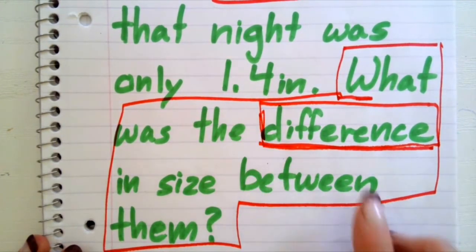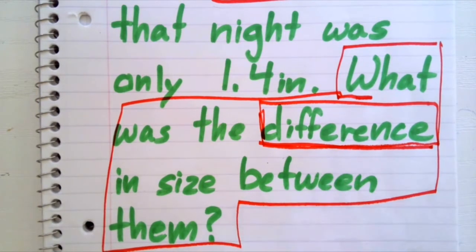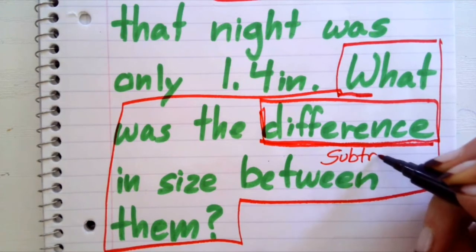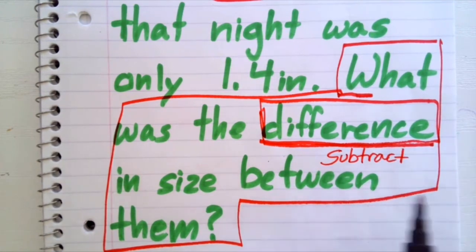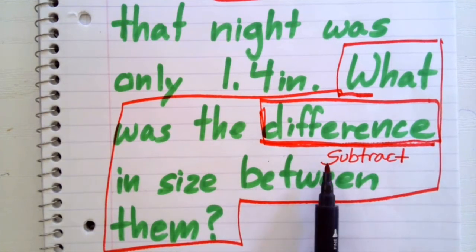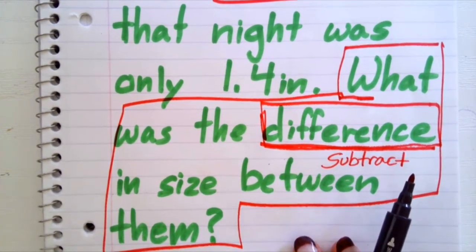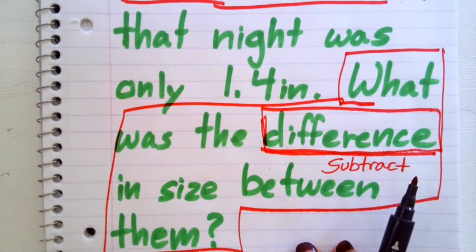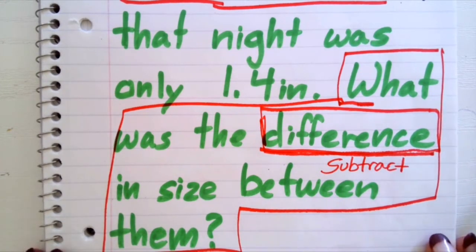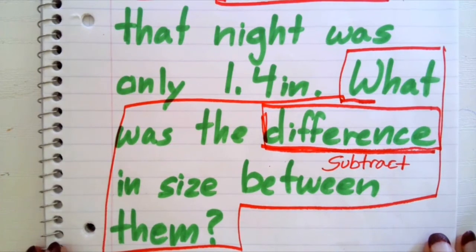What do we do when we see the word difference? When we see the word difference, usually we are going to subtract. We are looking for the difference between two different amounts, one that is bigger and one that is smaller. So we subtract the smaller amount from the bigger amount. What amounts are we doing subtraction with?